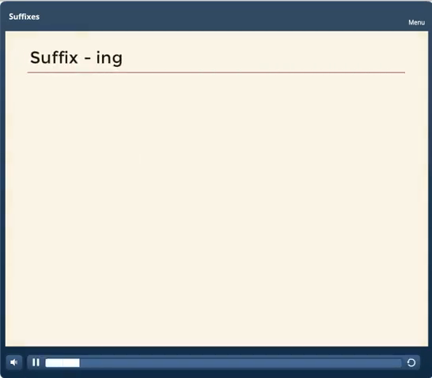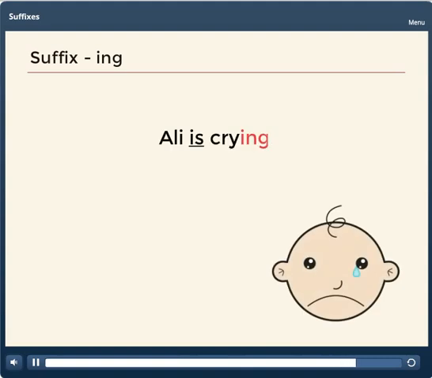We will learn about the suffix ing. In earlier modules, we learned that verbs with the suffix ing come after helping verbs to show the continuous tense. For example, Ali is crying.